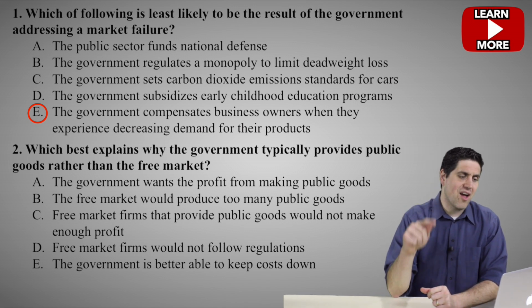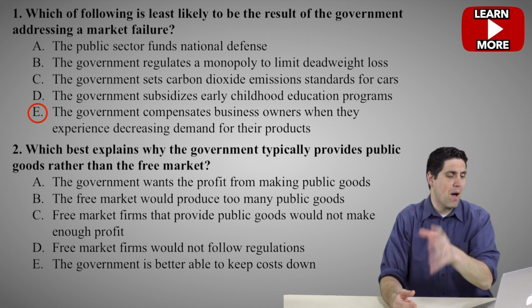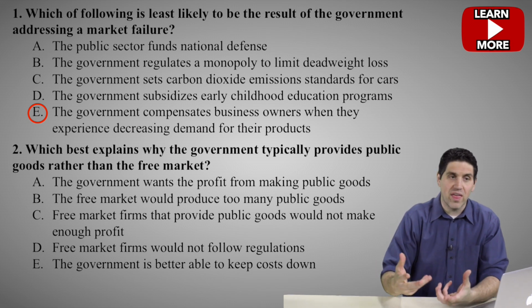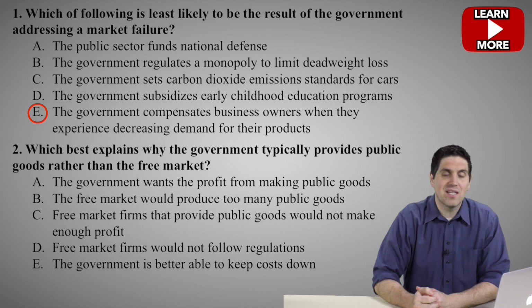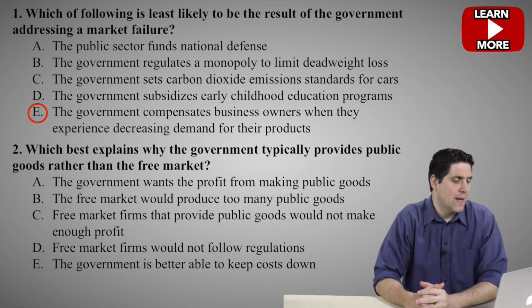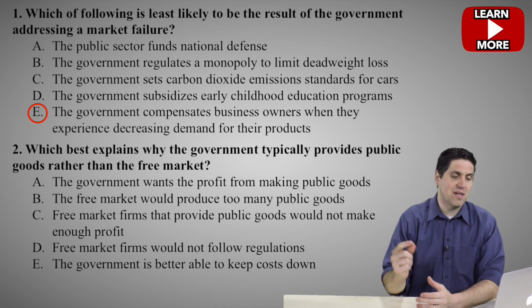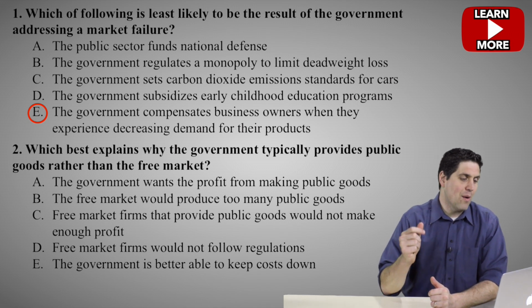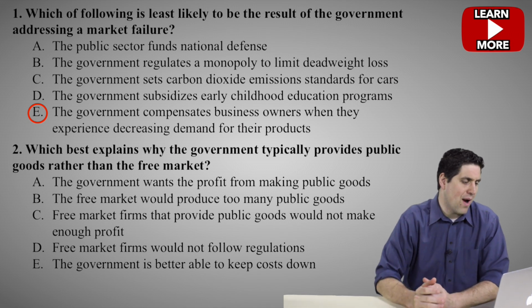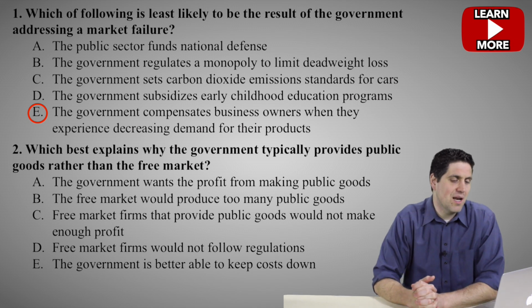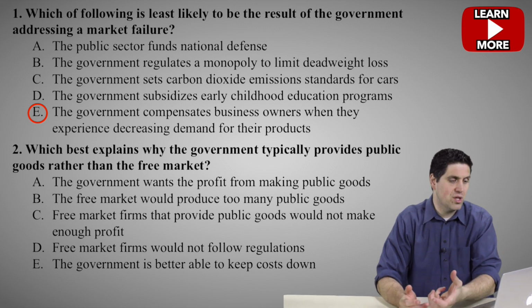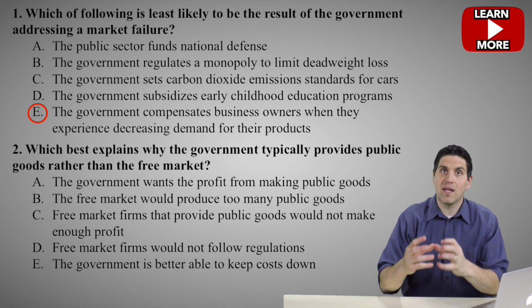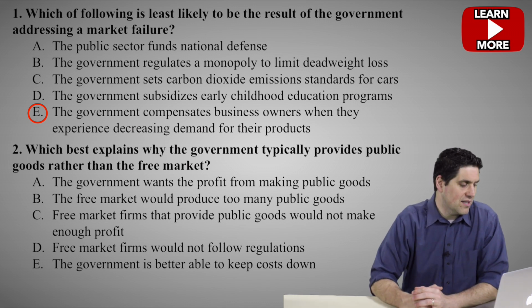And all the other ones, the government's coming in to try to fix the problem. So in A, the public sector funds national defense. There would not be national defense if it wasn't for the government coming in and addressing that market failure. We wouldn't have something that we want. B, the government regulates monopoly to limit deadweight loss. That's very true. The government does not want monopolies, and we don't want monopolies either because they charge a higher price. C, the government sets carbon dioxide emission standards for cars. Very true. Pollution is an idea of a negative externality or a market failure because the free market doesn't calculate those additional costs into society.